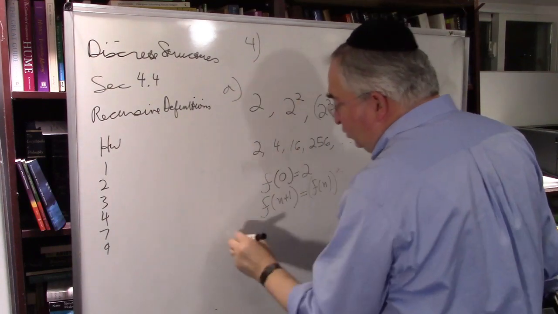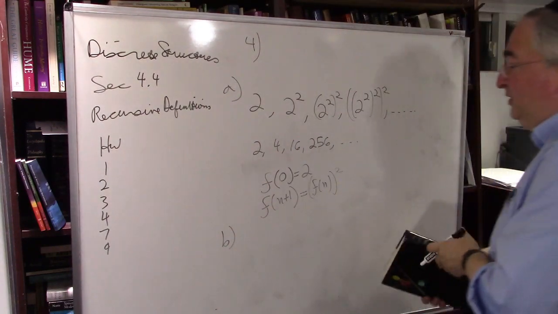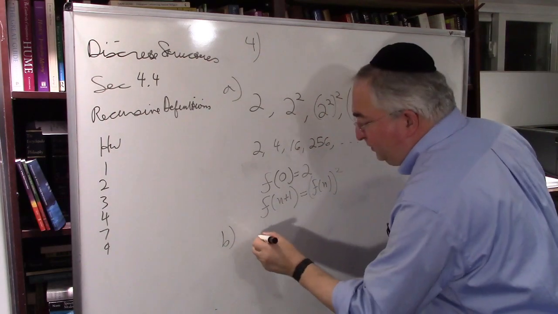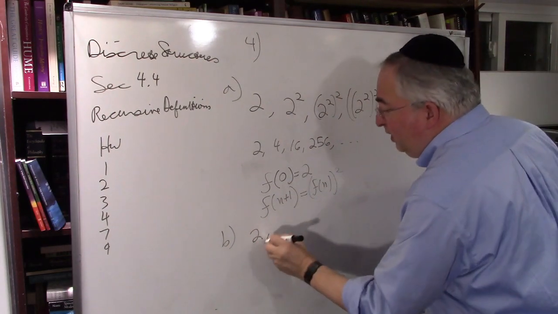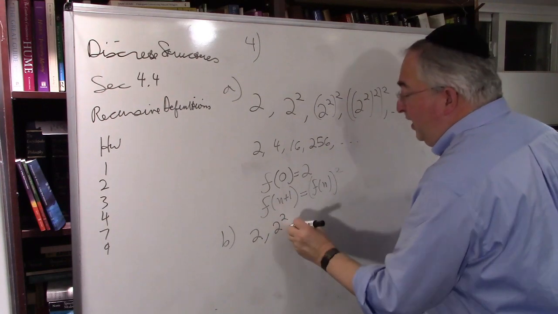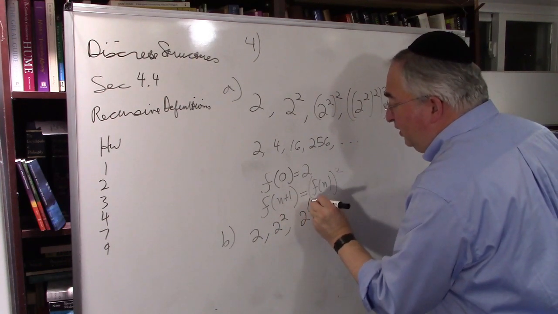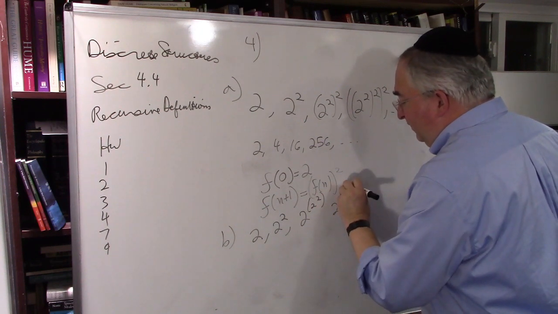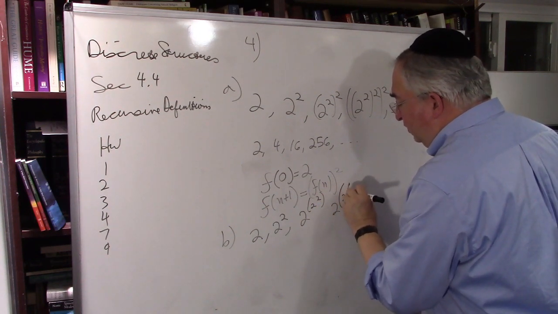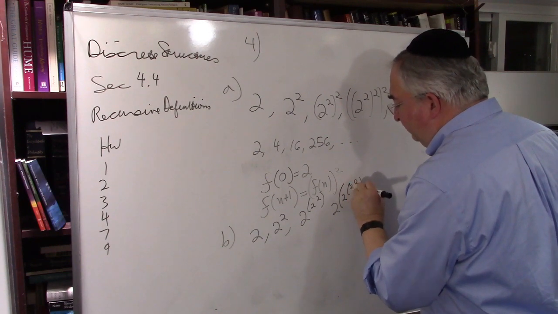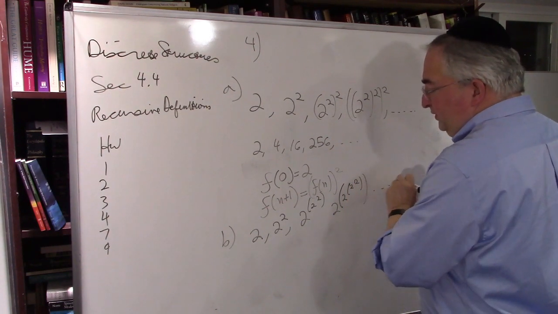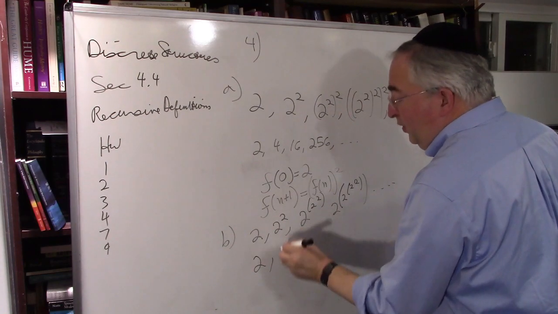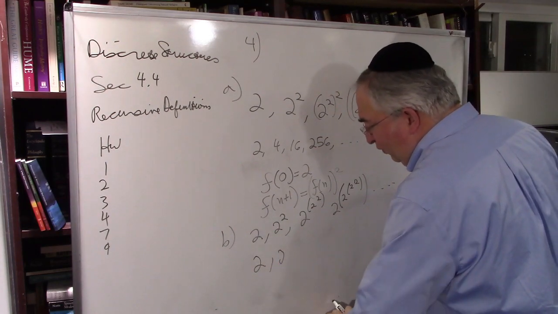Part B, they want to show you the difference between A and B. So this also starts with a 2, and then a 2 to the 2, and then 2 to the 2 to the 2, and then 2 to the 2 to the 2 to the 2, etc., etc. So let's go through this. This also starts off as 2. Also, it has a 4 over here.